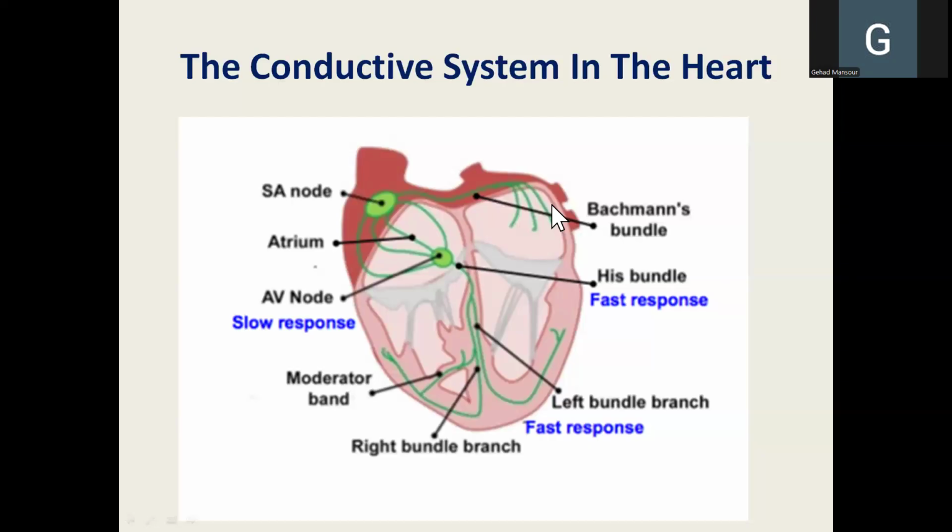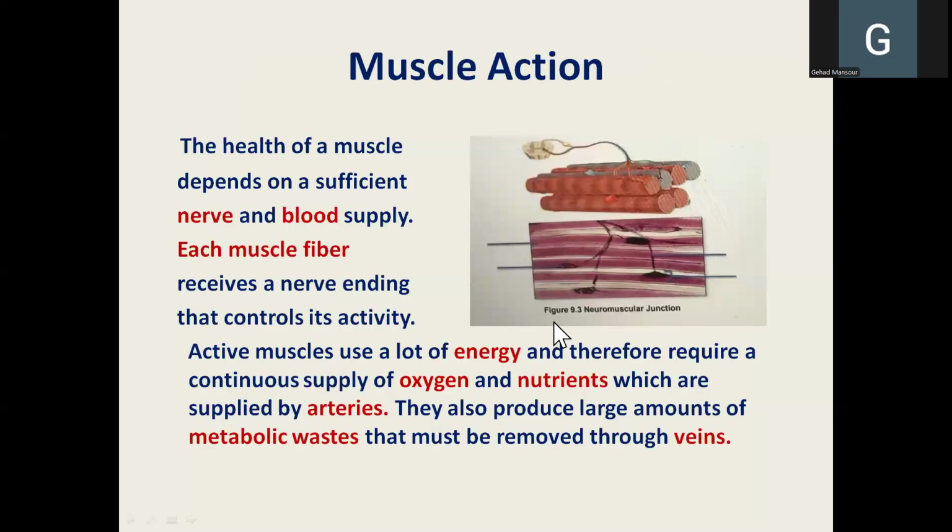As for Bachmann's bundle and the moderator band, we didn't study them. But if you want to know the function of Bachmann's bundle, which is also a modified cardiac muscle tissue, it allows the rapid transfer of electric impulses over the bulk of the atrial muscles, whereas the moderator band prevents excessive dilatation of the right ventricle.